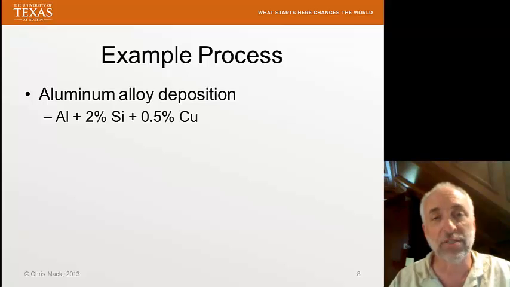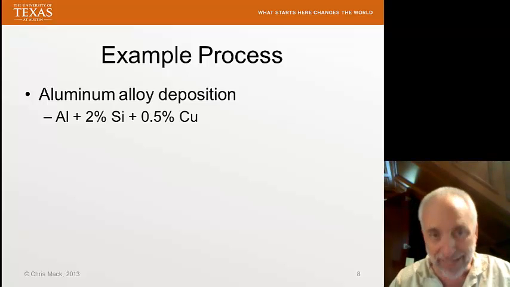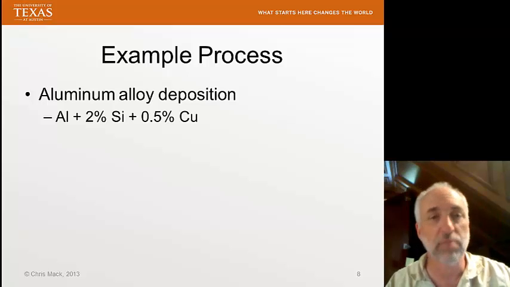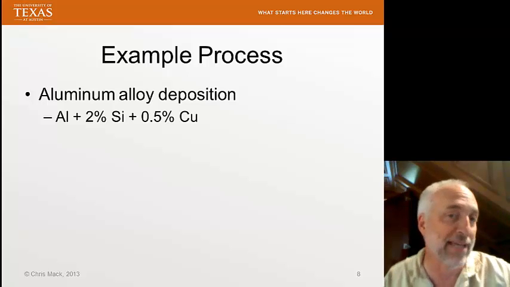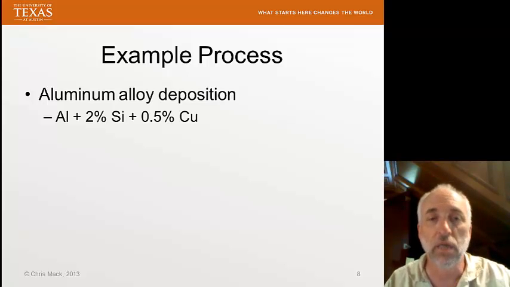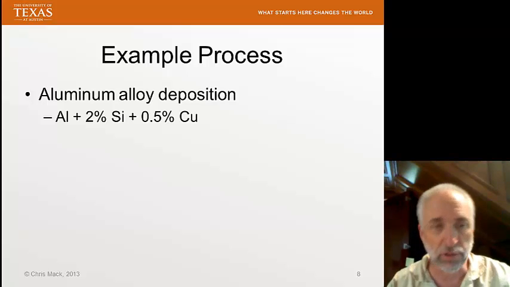So how do we deposit an alloy with the sputtering process? Well, it's very easy. Essentially, the rate of the sputtering of aluminum or silicon or copper is about the same. So we can simply make a target that has the exact composition for the material that we want to deposit. And we'll pretty much get the same alloy composition for the deposited material as the original target.